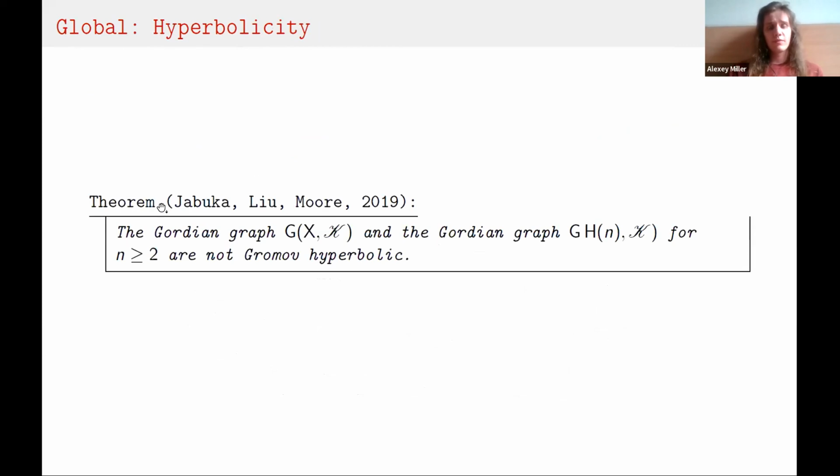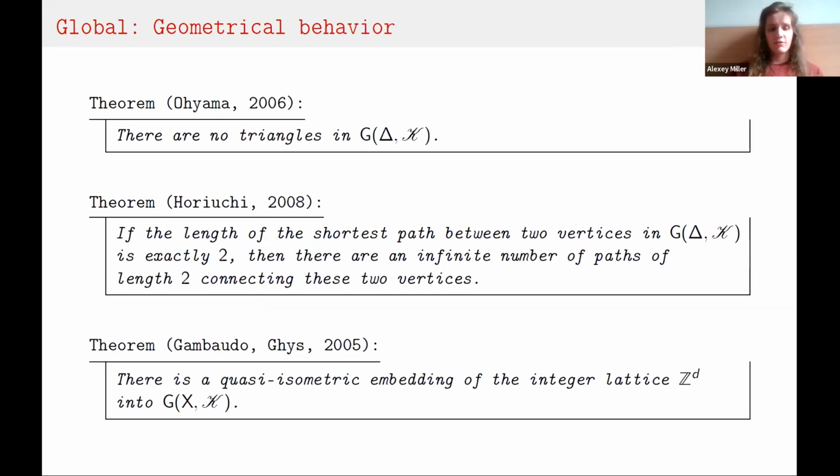The Jabuk-Lee-Moore theorem says that the Gordian graph, the crossing change Gordian graph, and the Hn Gordian graph for n more than 2 are not Gromov hyperbolic. And in addition, global properties include various complex geometric patterns of Gordian graphs.